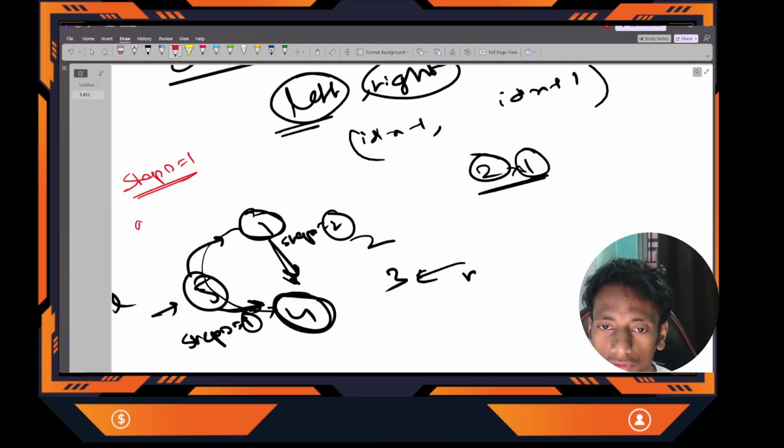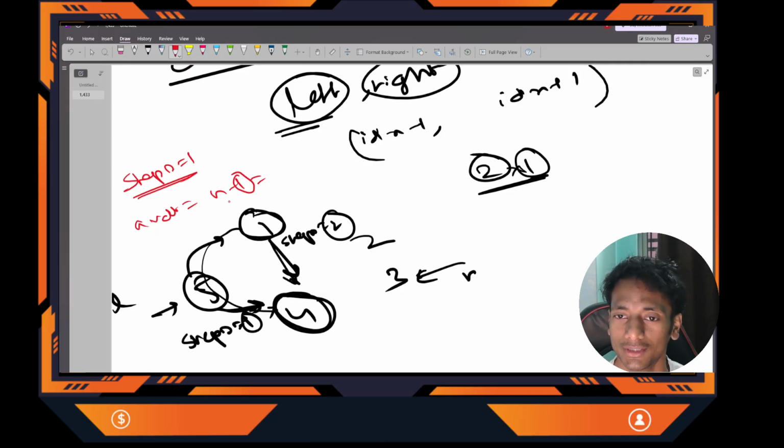And how many available slots are present? n-1. Why am I subtracting 1? Because one person I already have a negative balance, so there is no option to transfer any amount from that person, right? So that's why it will be n-1, okay?